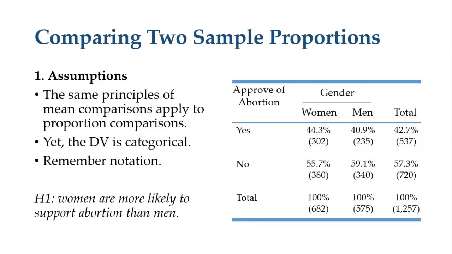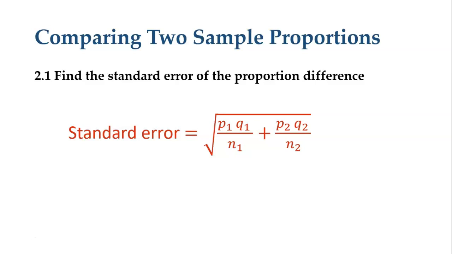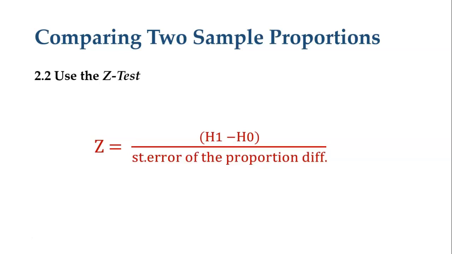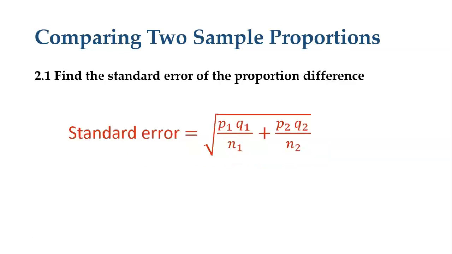Okay, so something that is important is that all the principles and the way that we estimate the sample proportion is basically the same logic of the sample mean comparison. Okay, the formula is a little bit different, as you can see here. But the rest is the same. In what way? The formula for the standard error of the proportion difference is what is different, but the test is basically a t-test.